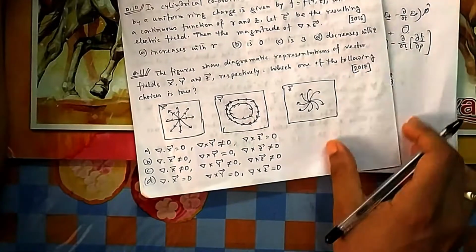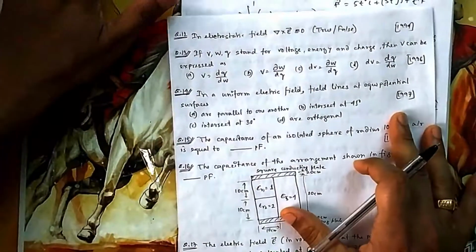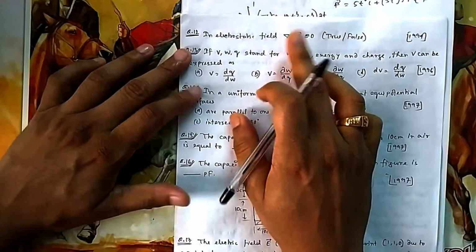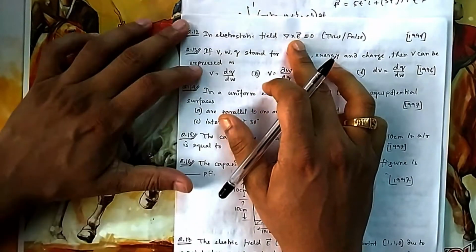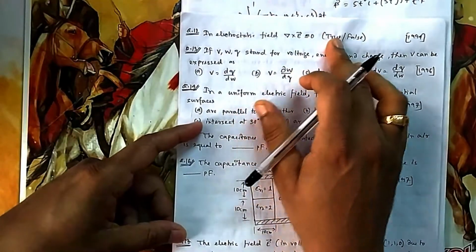This was a question of 2017. So 12 we have discussed yesterday. If it is an electrostatic field, if it is a static electric field, then the curl of that field is 0. That means there will be no rotational effect of that electric field. So it is true.